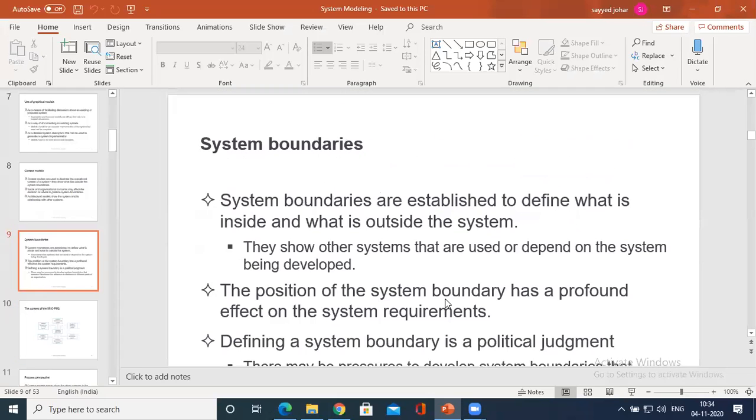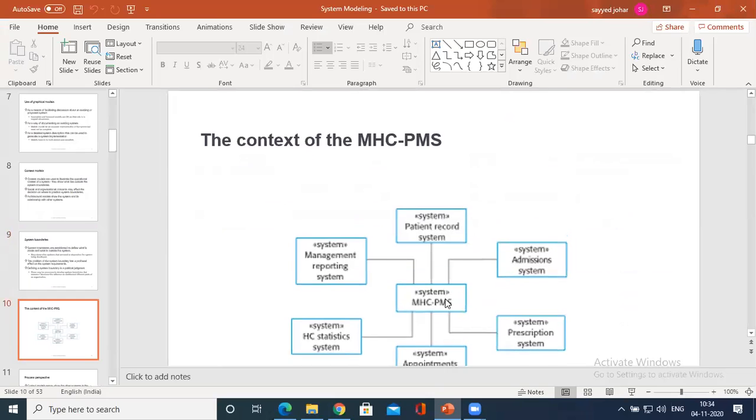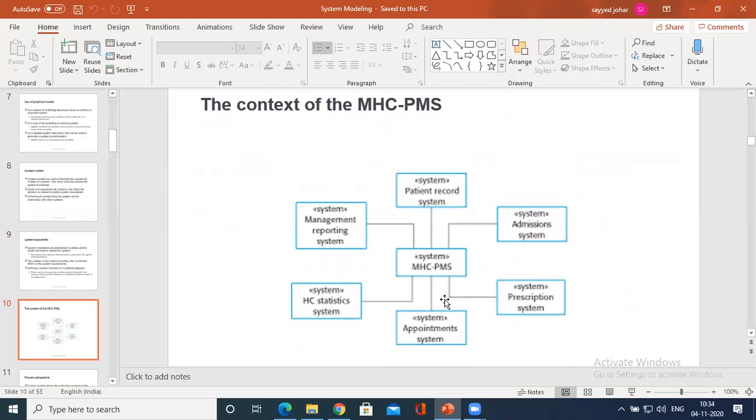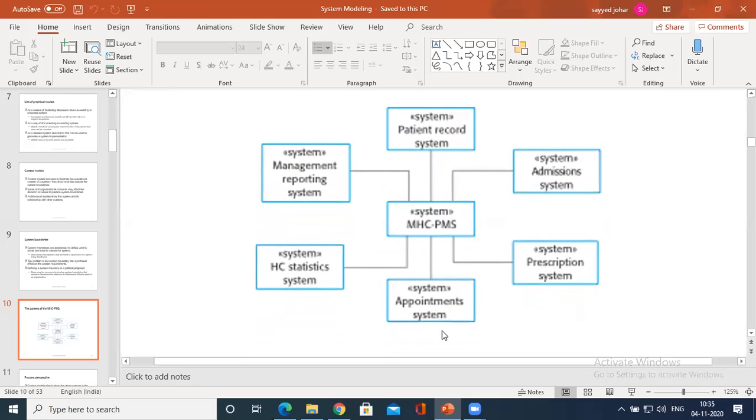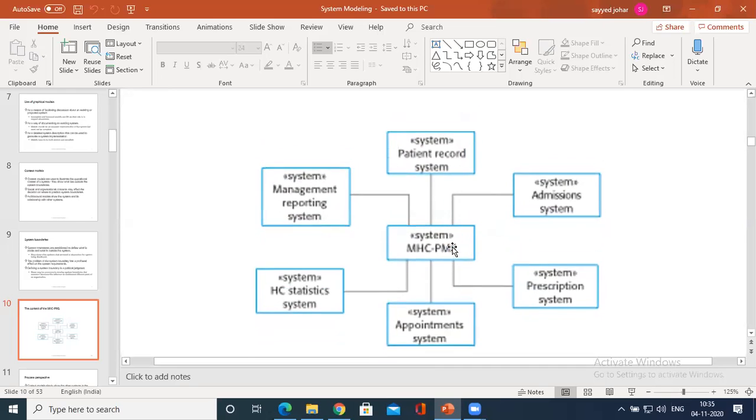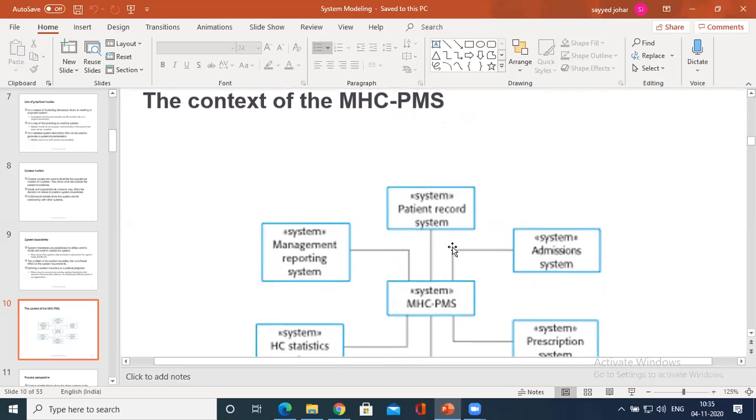Let me show you the diagram, or else you may not understand what the context of the MHC-PMS system is. Mental health care management system of patients, right? This is one of the use case diagrams that you have studied in module 1, right? Along with the insulin pump. This is not the insulin pump use case diagram. This is a use case diagram related to the MHC-PMS system, right?